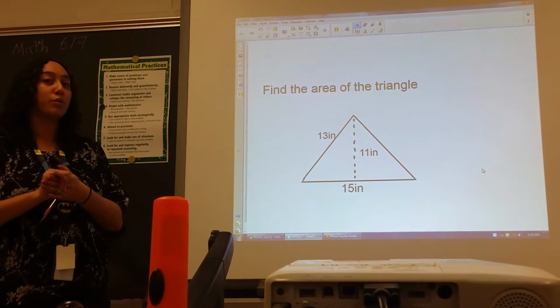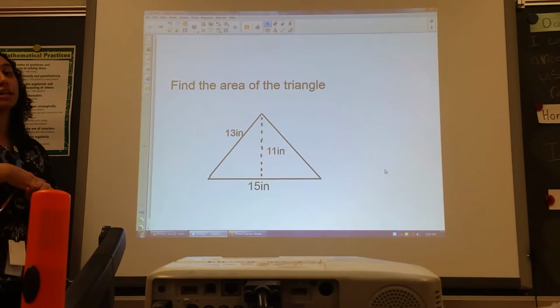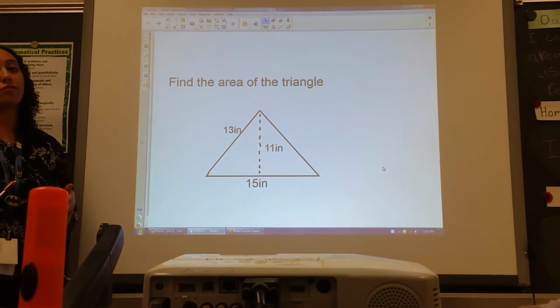So right now we're doing area of a triangle. We just finished area of parallelograms, and we're going into area of composed figures.